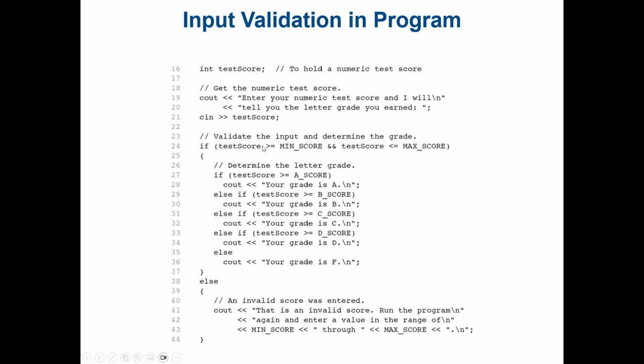Otherwise, if the value that the user enters is not in the range, let's say between 0 to 100, then we are not going to print anything in the if statement. Rather, we go outside and print the else section, which, as we said earlier, is always the false section. Then we say that is an invalid score, run the program again.